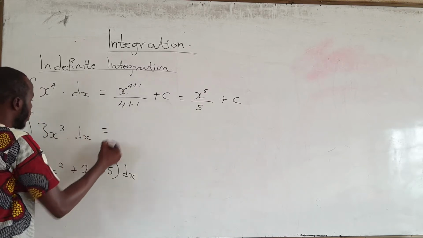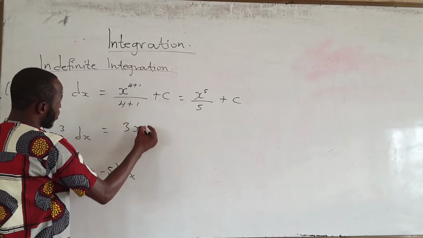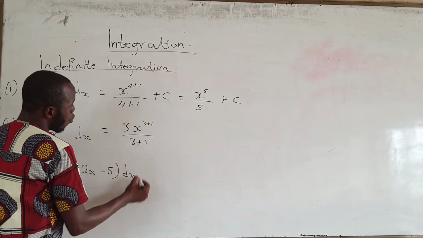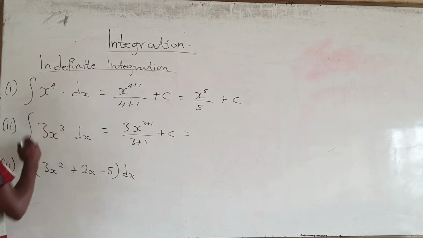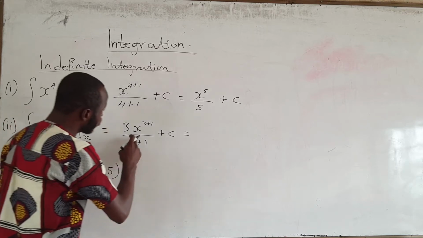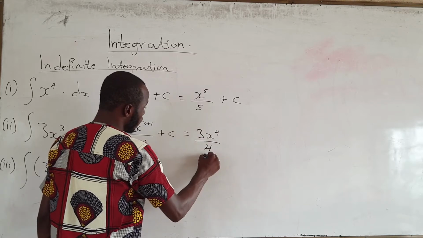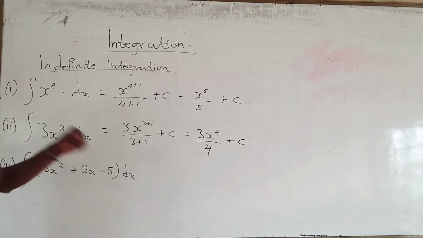Okay, so now the next one is just like the way we did with this one. You have 3x to the power 3, then you add 1 to the power, all over 3 plus 1, plus your arbitrary constant, which is c, because we are taking off this integral symbol. So this one will give us what? 3x to the power 4 divided by 4 plus our arbitrary constant, which is c.